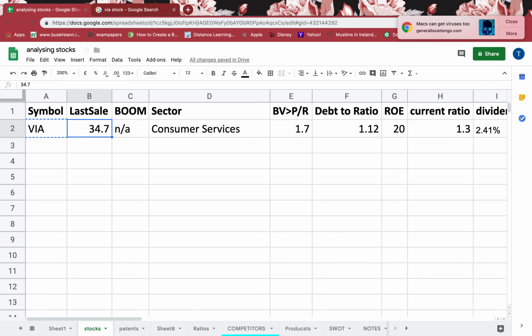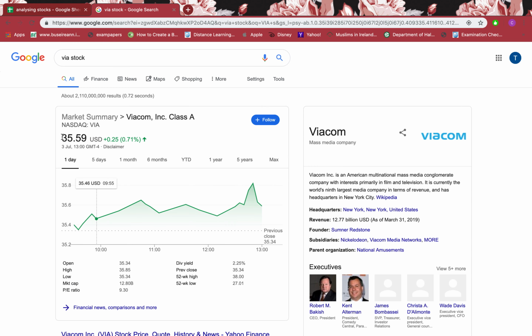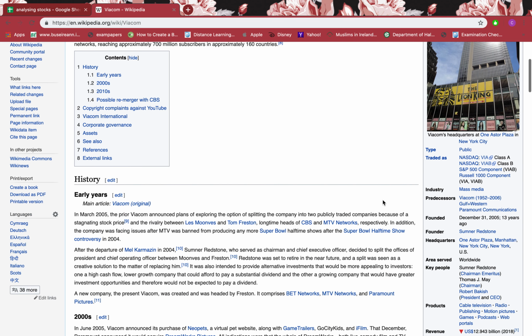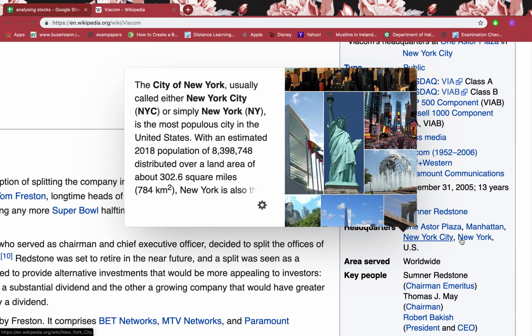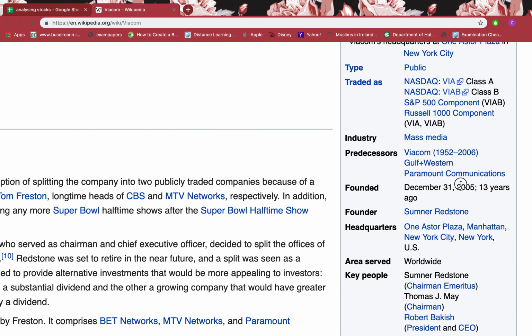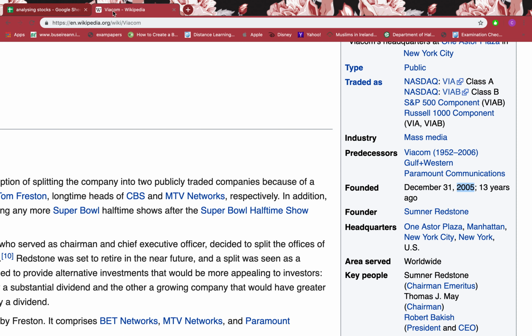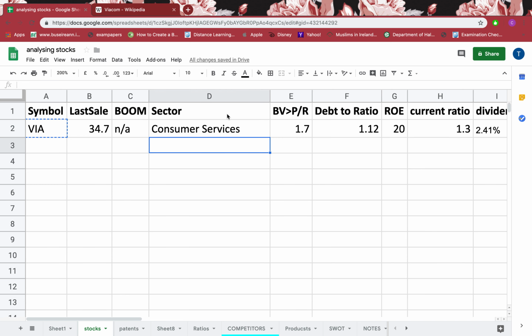And if I want to know what the stock costs right now, if I buy it, it's 35.59 US dollars. That's the currency. And when was it founded? I can just see on the right-hand side, I can click Wikipedia, and then there's a box inside, and it says founded, and it says 2005. It's 13 years ago.